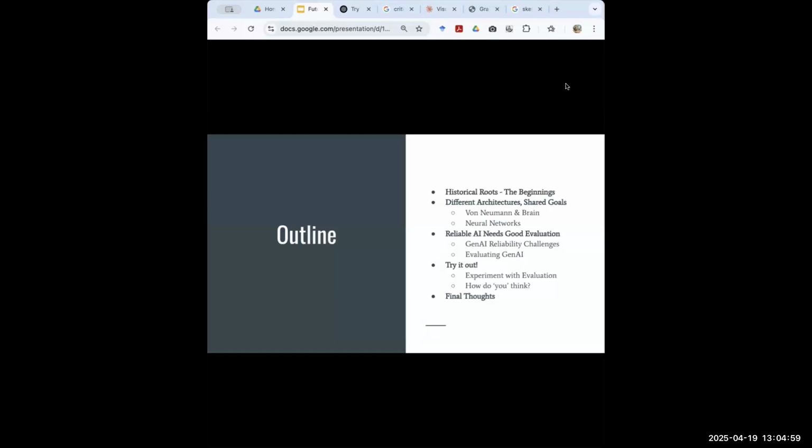I'll begin with the historical roots. Then I will show a little bit of comparison around different architectures, and then we'll see how artificial intelligence, the generative models, will need a different thinking paradigm to make it useful.